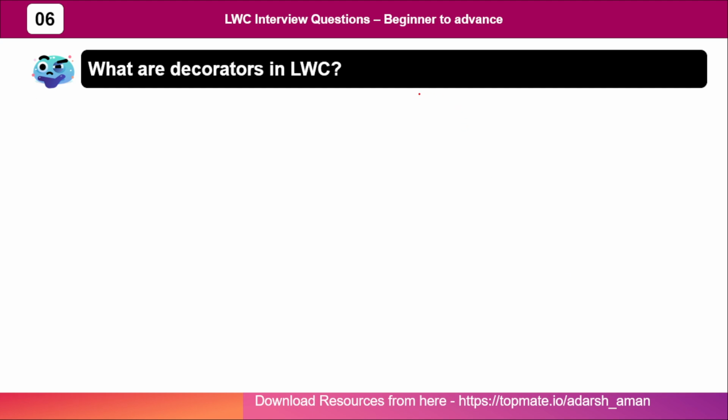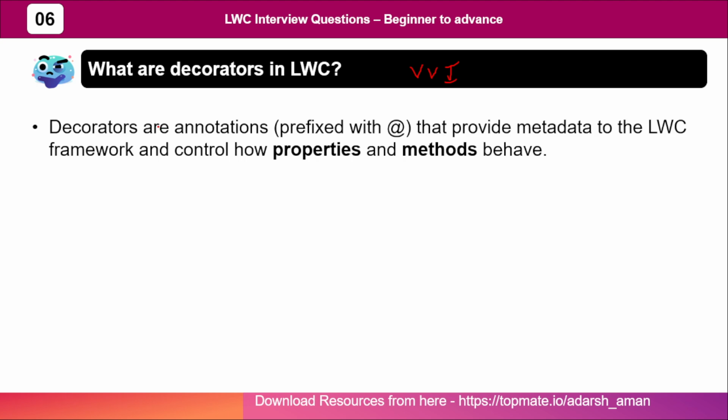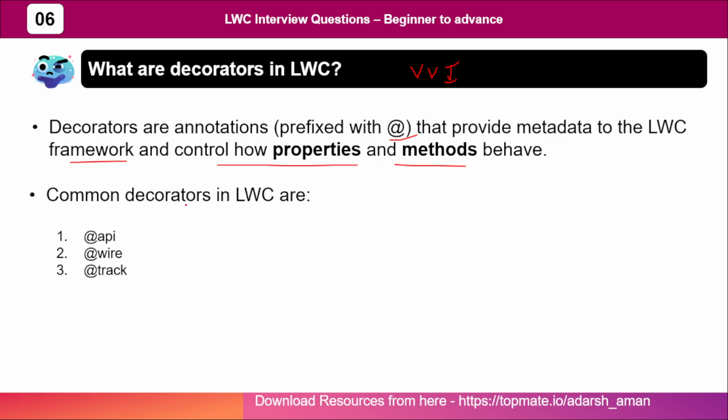The next one is, what are decorators in LWC? This is again a very important question. You are going to get asked this question at least once in any LWC interview, so prepare it very deeply. Decorators are annotations prefixed with @ that provide metadata to the LWC framework and control how properties and methods behave. In LWC we have three decorators, which are api, wire and track. We are going to see an example of each one of them.